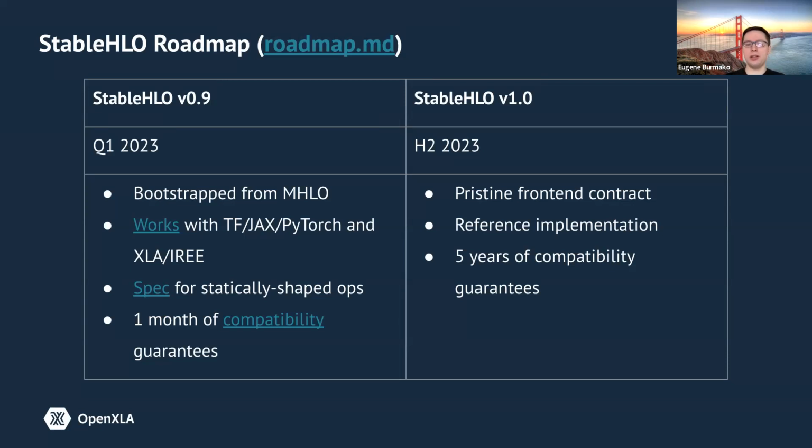Anyway, last but not least, 1.0 will include the reference implementation of the StableHLO spec, so of everything that we will have documented by then. And that's something that we're actively working on right now. Anyway, that's everything that I had. This is going to be an exciting year for StableHLO with plenty of useful functionality to look forward to. Thank you.